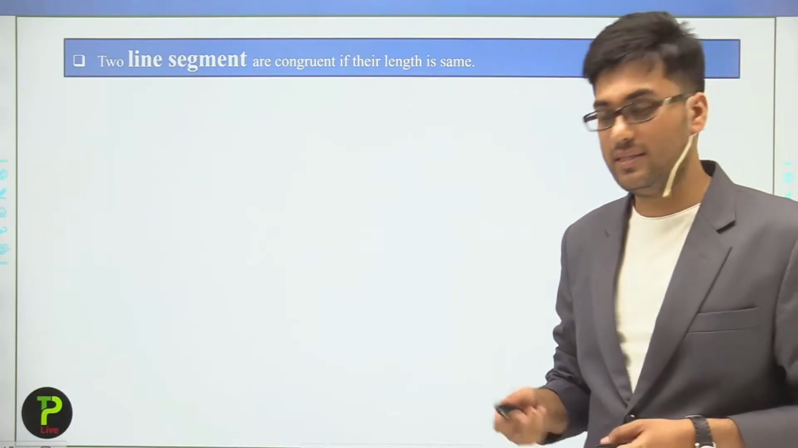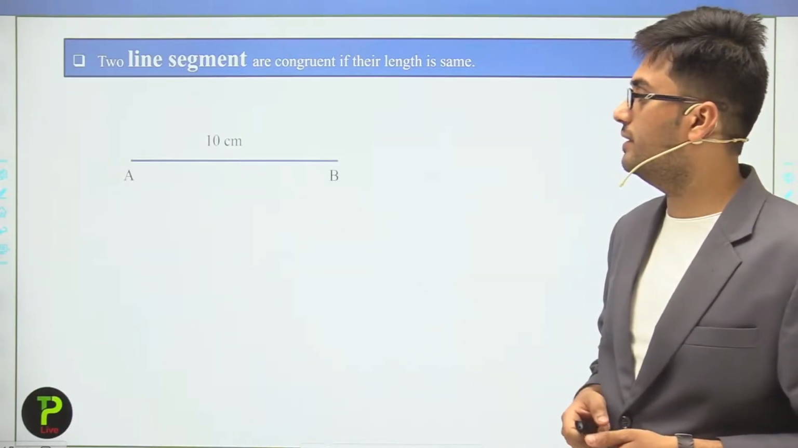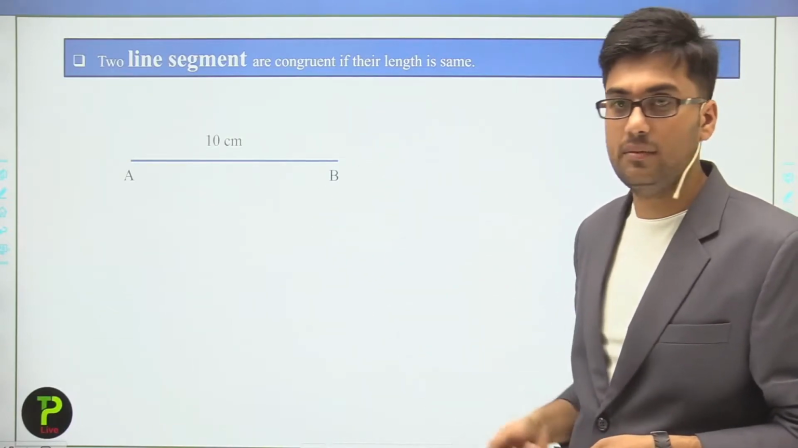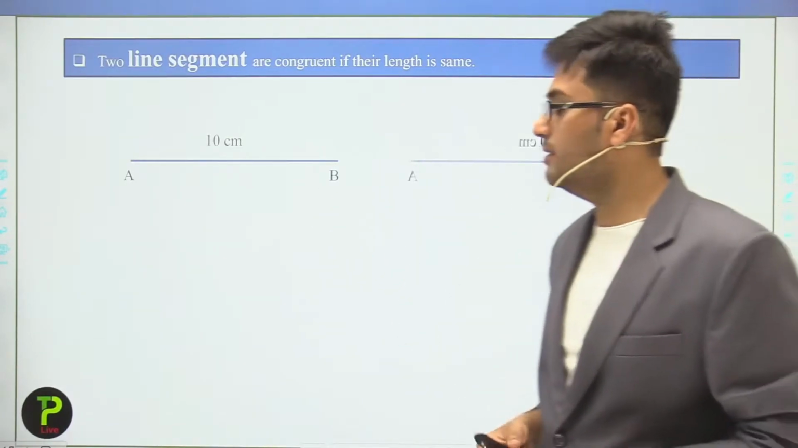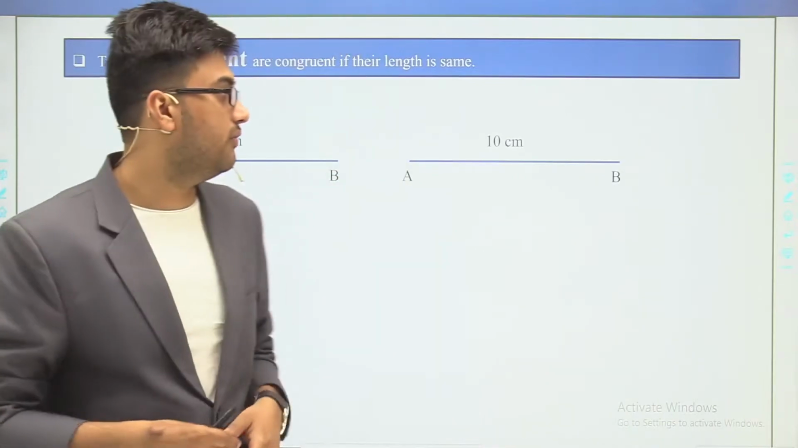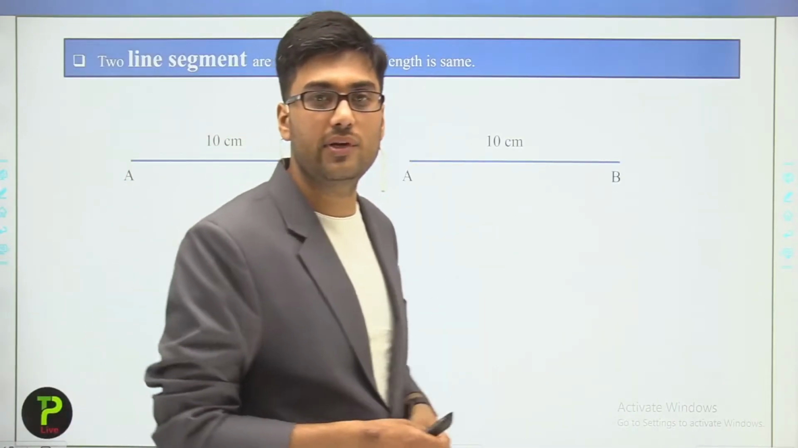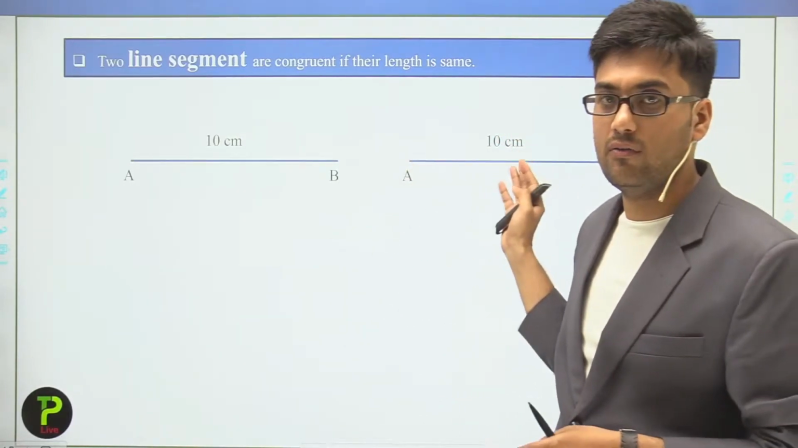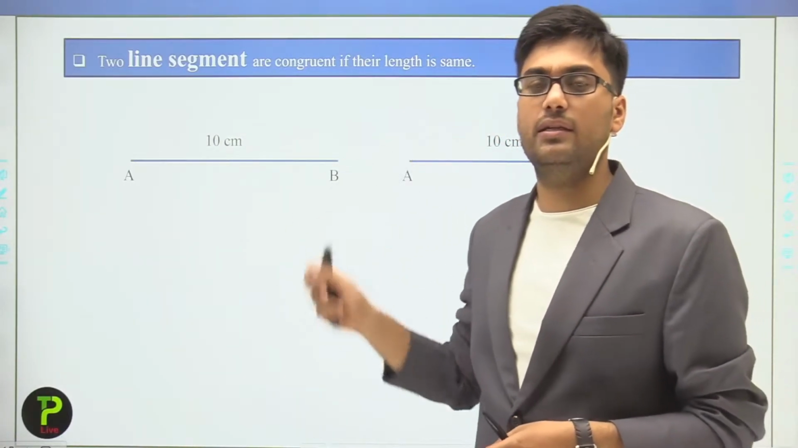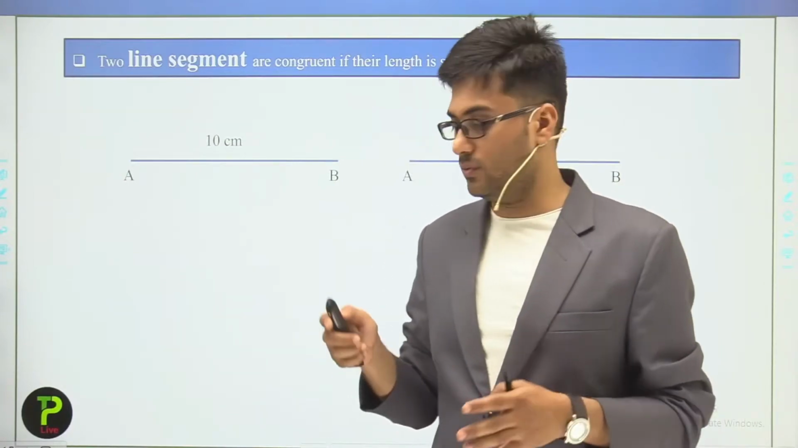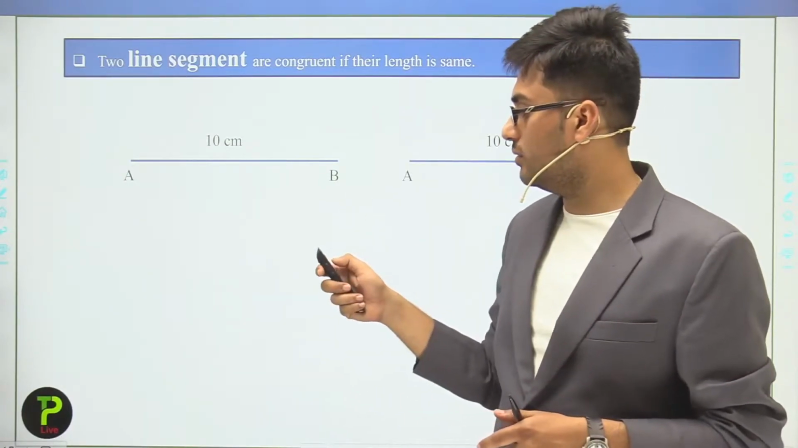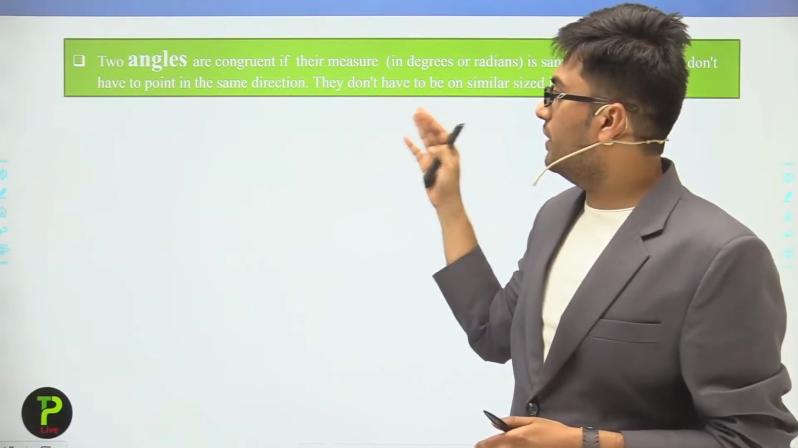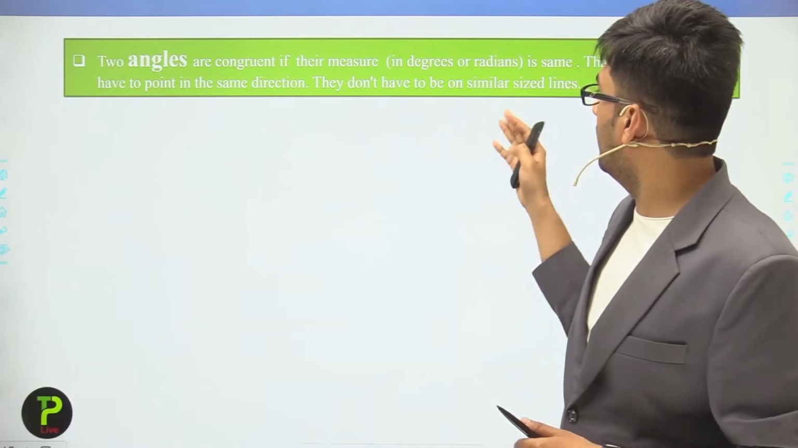Now two line segments are congruent if their length is the same. Students, two line segments are congruent if their length is the same. If this line segment AB is 10 centimeters, and another line segment AB is 10 centimeters, these two are congruent because the length is the same, and if you put one line segment on the other, they coincide. So these are congruent line segments. Now two angles are congruent if their measure in degrees or radians is the same.